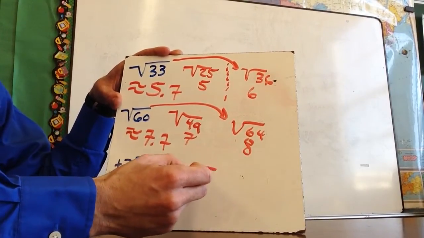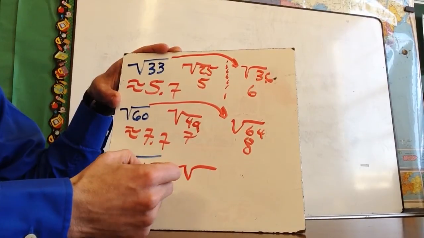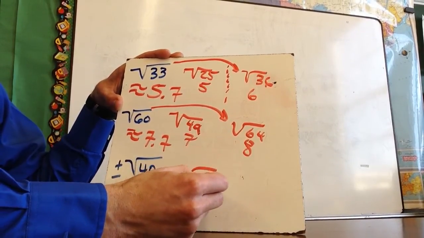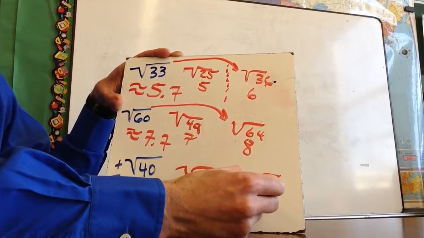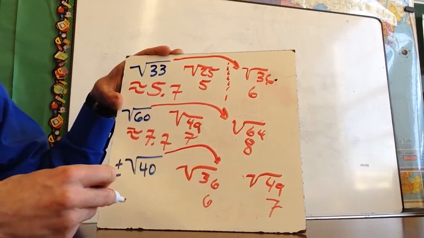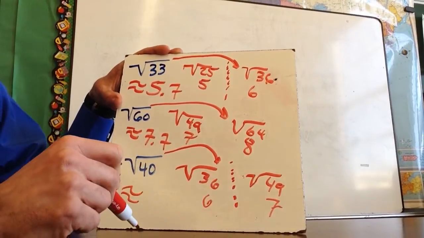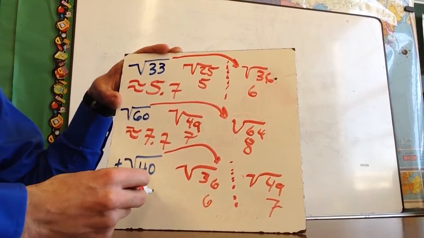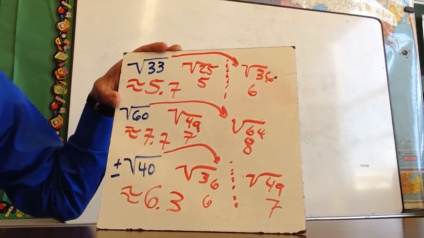And the same thing down here. The square root of 36 is 6, and the square root of 49 is 7, and this is going to be a little bit more than 6, not at the halfway point. The halfway point would be 42 and a half, and 40 is less than that, so this would have to be let's say 6.4, something like that.